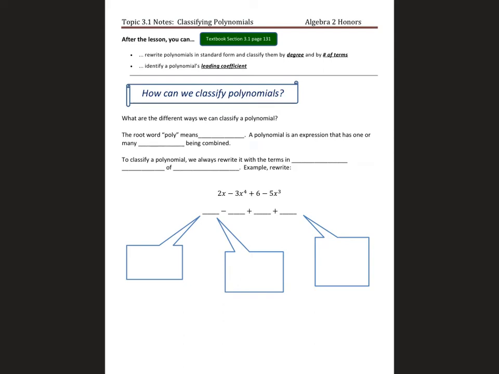This is the first video of Chapter 3, which is titled Polynomial Functions. The essential question we're asking in this chapter is, what can the rule for a polynomial function reveal about its graphs? And what can the graphs of polynomial functions reveal about the solutions of polynomial equations?